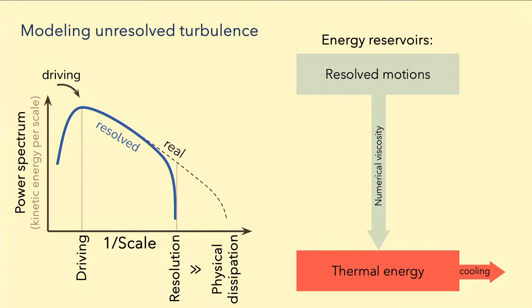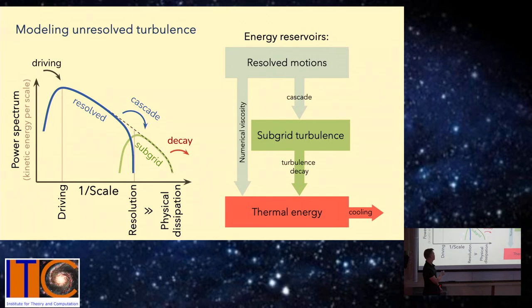So the idea of a subgrid turbulence model is to gain some information about this missing part of the turbulence. This can be done by including this extra bucket of energy in between the resolved and the thermal energies, which will represent subgrid energy. And then we can follow it with its own equation. What's important is to add explicit terms in our equations that will describe the coupling between the resolved scales and unresolved ones.